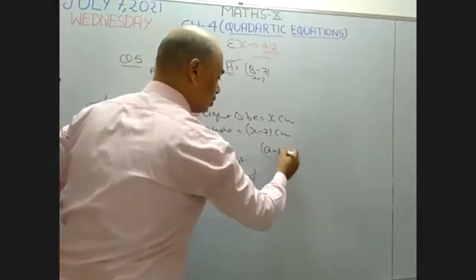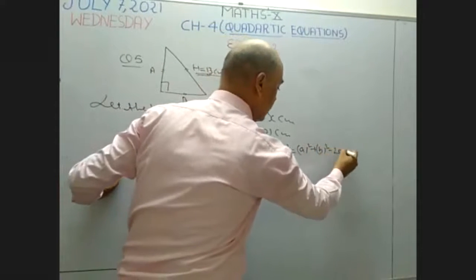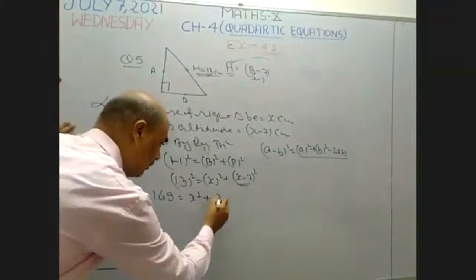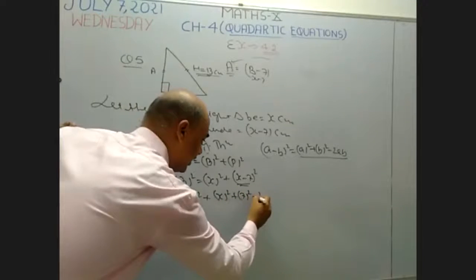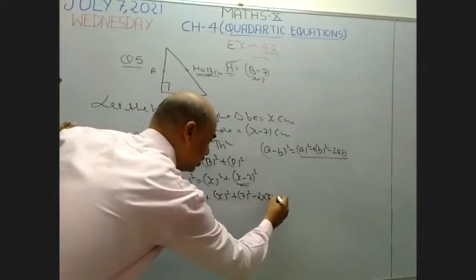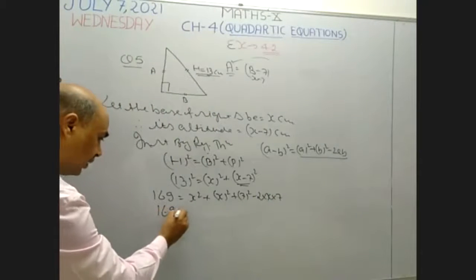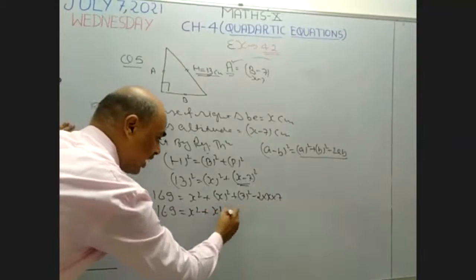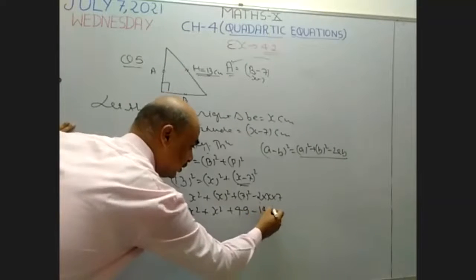(a minus b) whole square is a square plus b square minus 2ab. I want to use this identity to solve this equation. So this becomes x square plus 7 square minus 2 into x into 7. 169 remains the same, equal to x square. Square of x is again x square. Square of 7 is 49, and 2 into 7 is 14x.